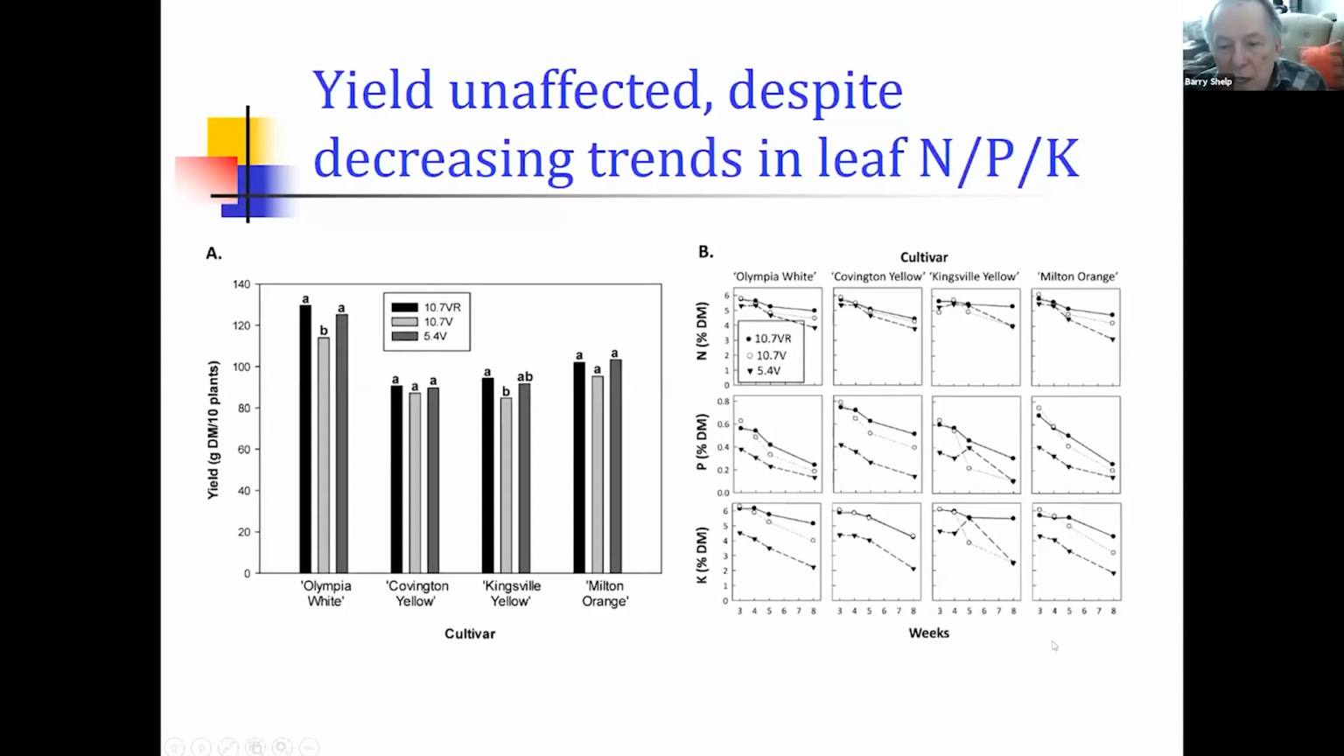Unaffected. And we chose this leaf at bud break, or the 5th week in development, to assess the nutrient status of these crops. And this is typical of the industry.